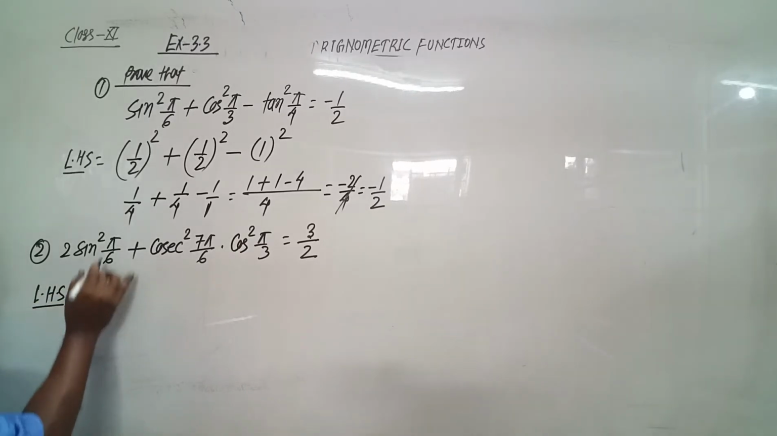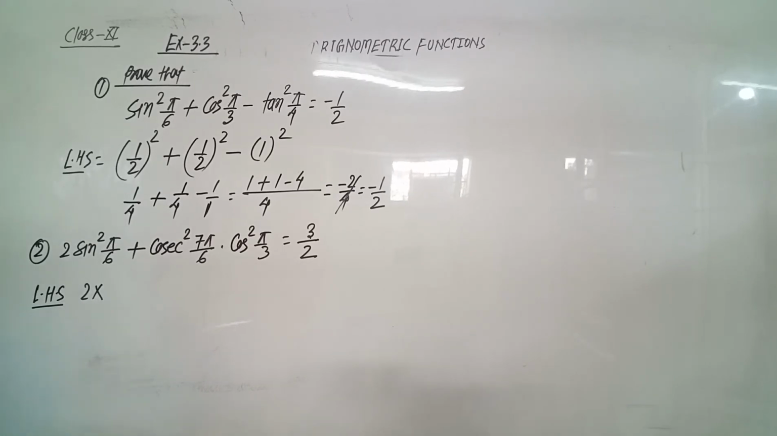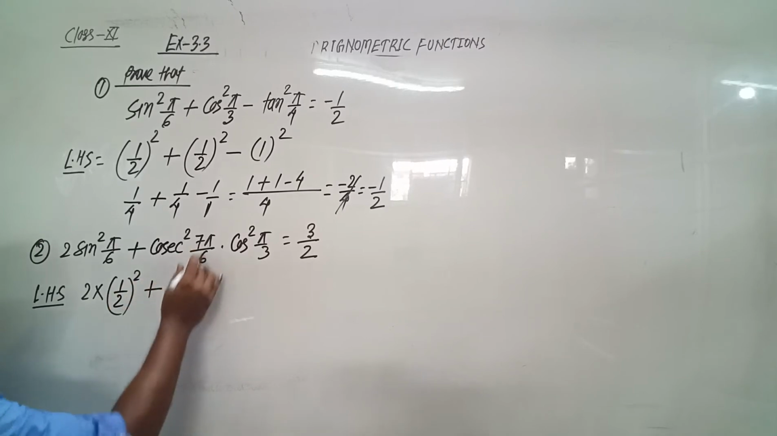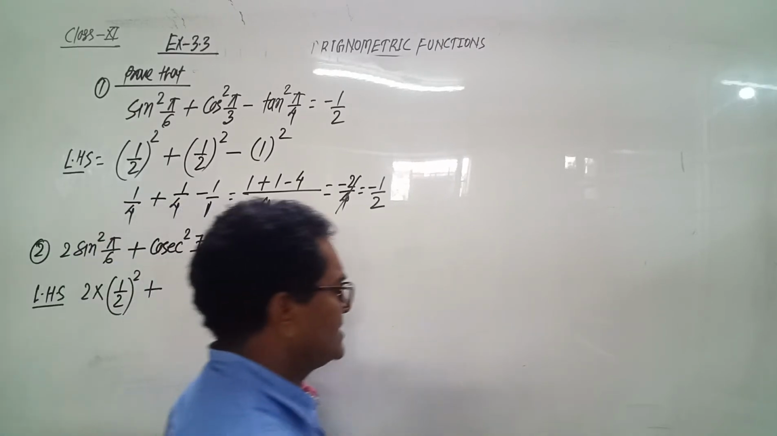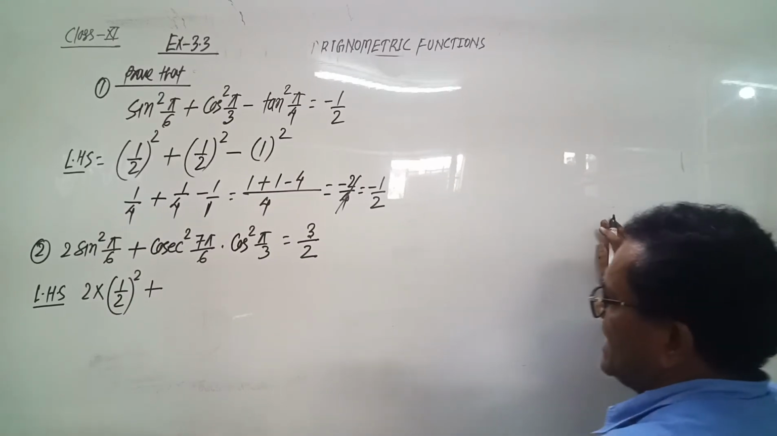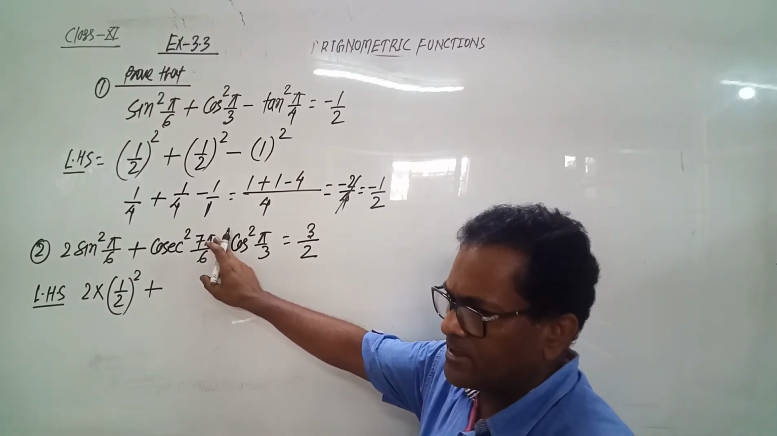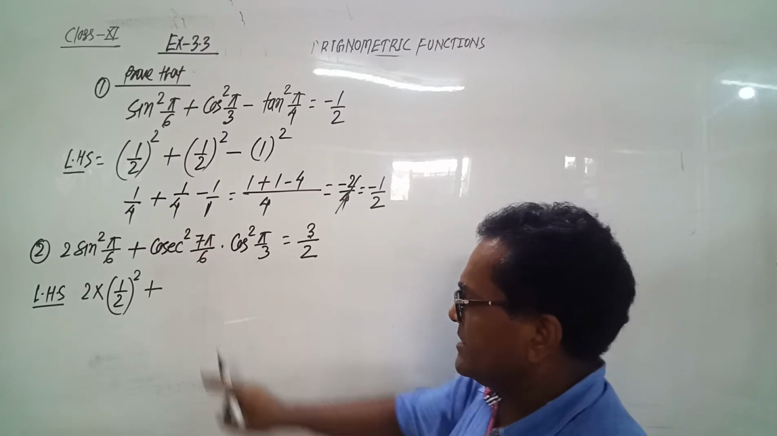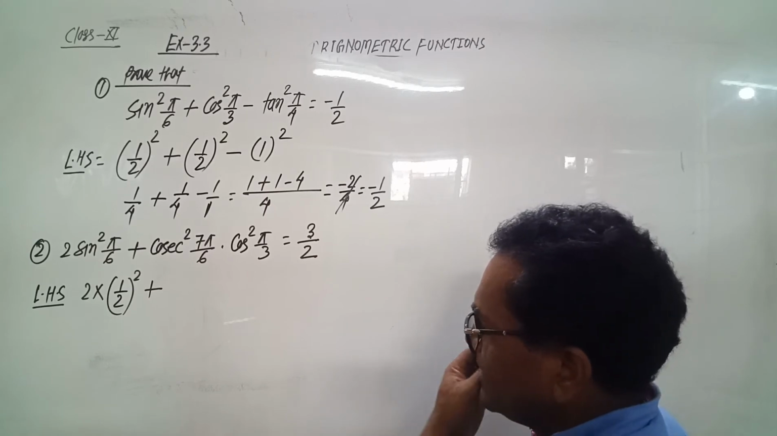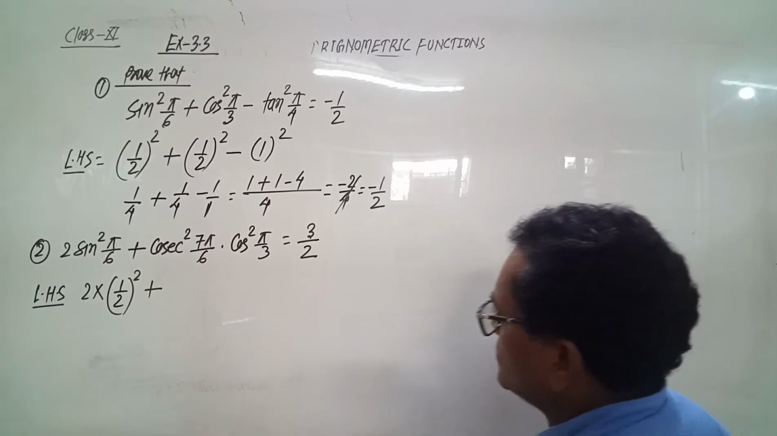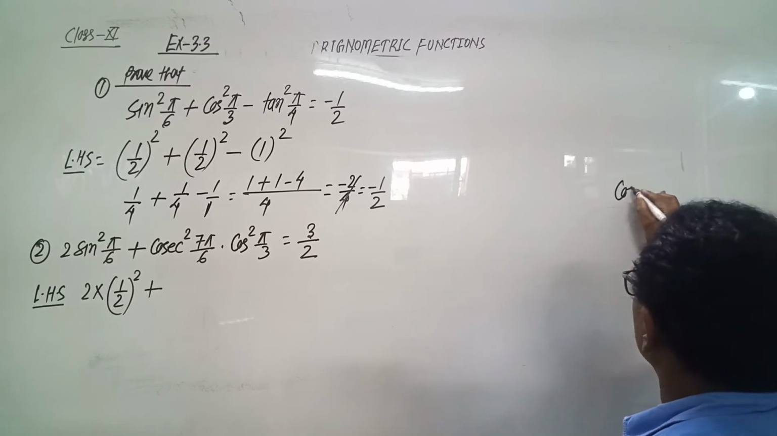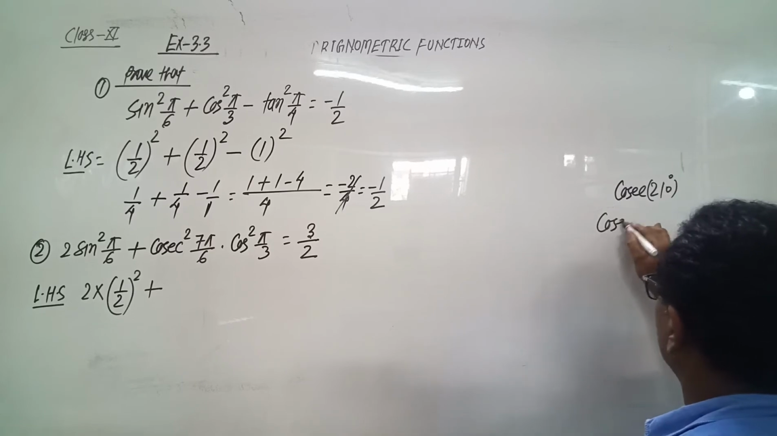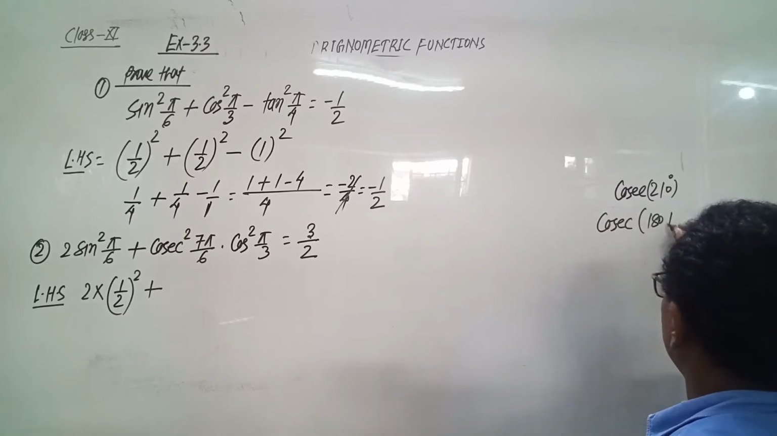2 into sin pi by 6 means sin 30 degree, its value is 1 by 2. So 2 into 1 by 2 the whole square. Cosec 7 pi by 6: the value of pi is 180, 180 divided by 6 is 30, 30 into 7 is 210. So cosec 210, which is written as cosec 180 plus 30.